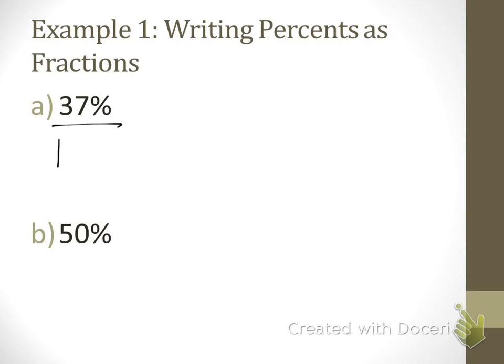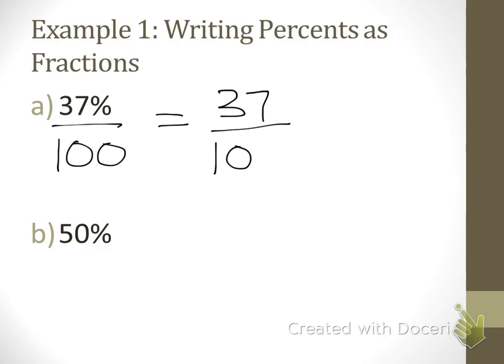All right, so how do I write this as a fraction? I write the percentage over 100. Okay, so it's going to be 37 over 100. Then I need to consider, can I simplify my fraction? Could you simplify 37 over 100? No, you can't. So it's going to be the final answer.